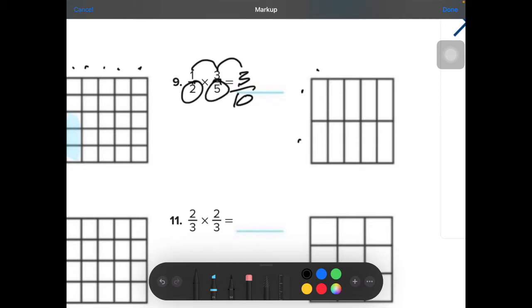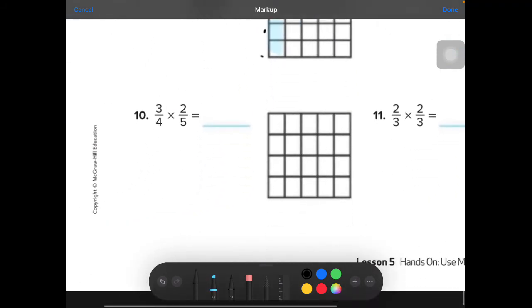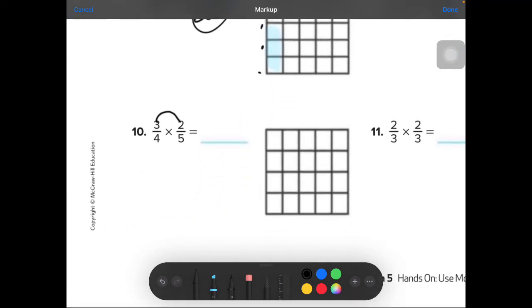Number 9, 1 times 3 is 3/10. So we are going to have 2 rows and 5 columns. 1, 2, 3, 4, 5. So we're going to shade in 3/10 of this, which is going to look like this. And that is as simplified as it will get.